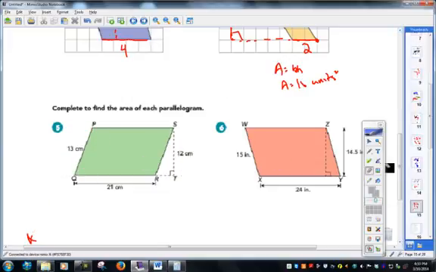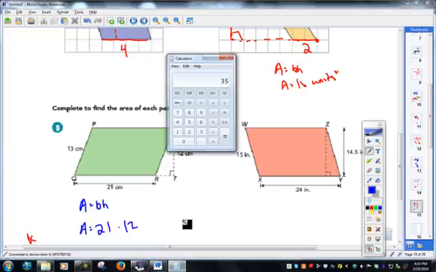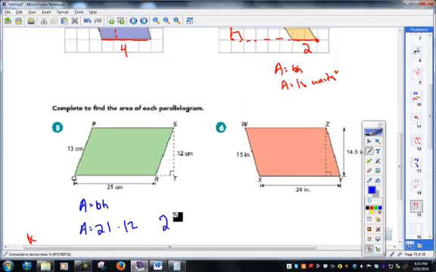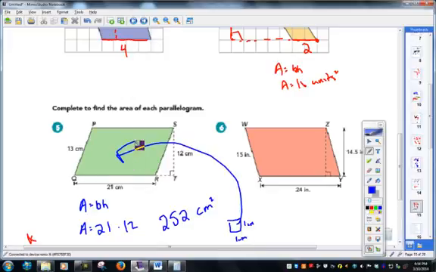Very, very, very basic. Okay, it's going to be area equals base times height. Just identifying what the base and what the height is. The base is 21. The height is 12. So 21 times 12. 12 times 21. 252. Don't forget your labels. Centimeters squared. That means that 252 of these 1 centimeter by 1 centimeter squares would fit in there. 252 of them.